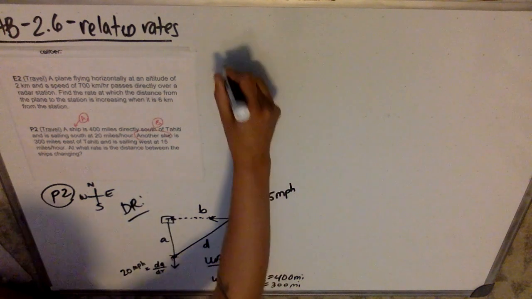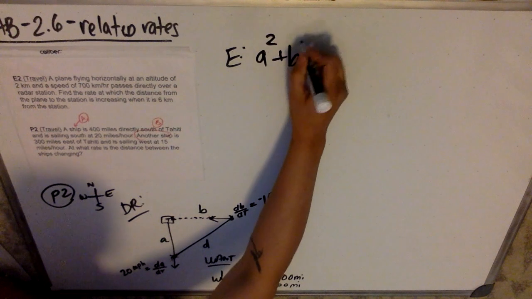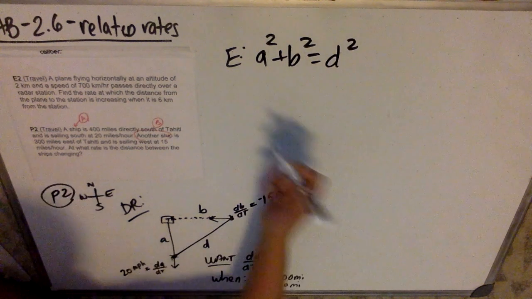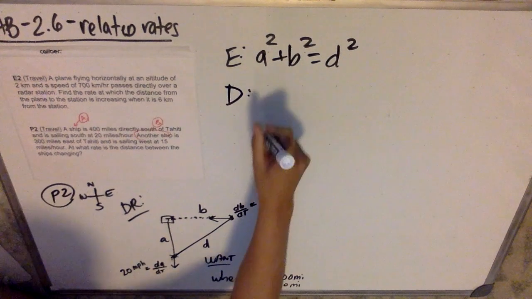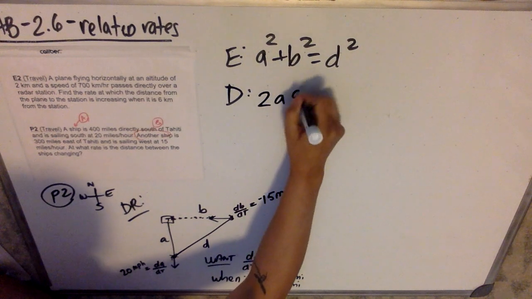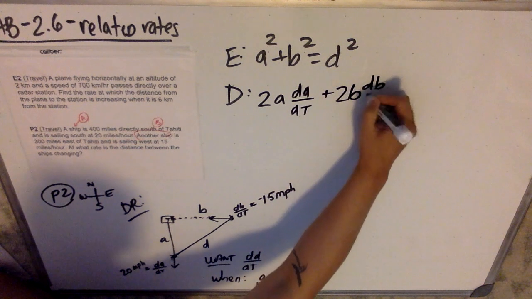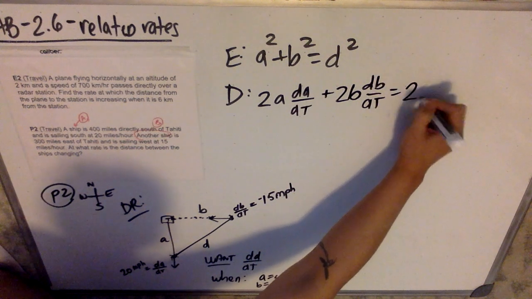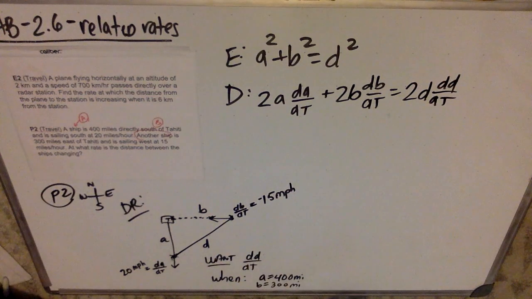Okay. Now I need an equation. Well, shockingly, it is the Pythagorean theorem. So A squared plus B squared equals D squared, right? So when I differentiate, now this is tricky because none of these are constant, right? So I'm going to get 2A dA/dt plus 2B dB/dt equals 2D dD/dt. Now I want dD/dt, so I could just divide the whole thing by 2D if I want.